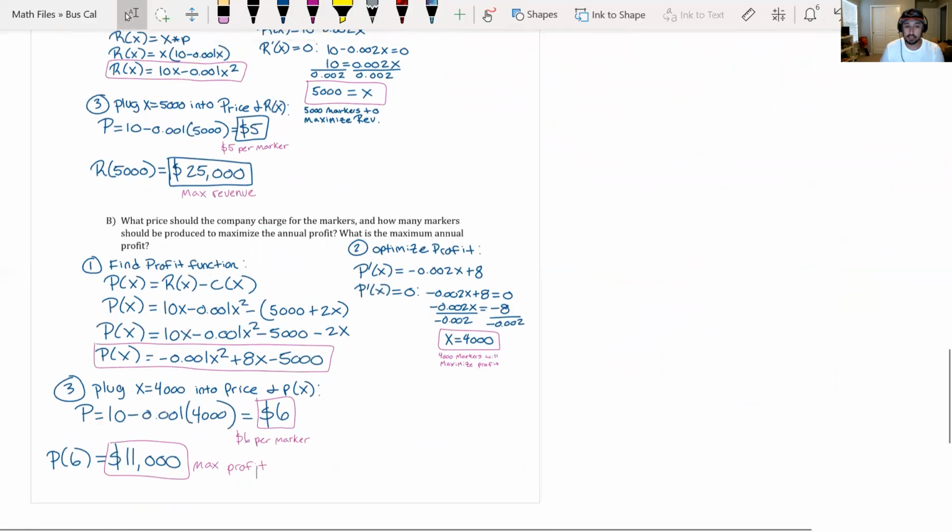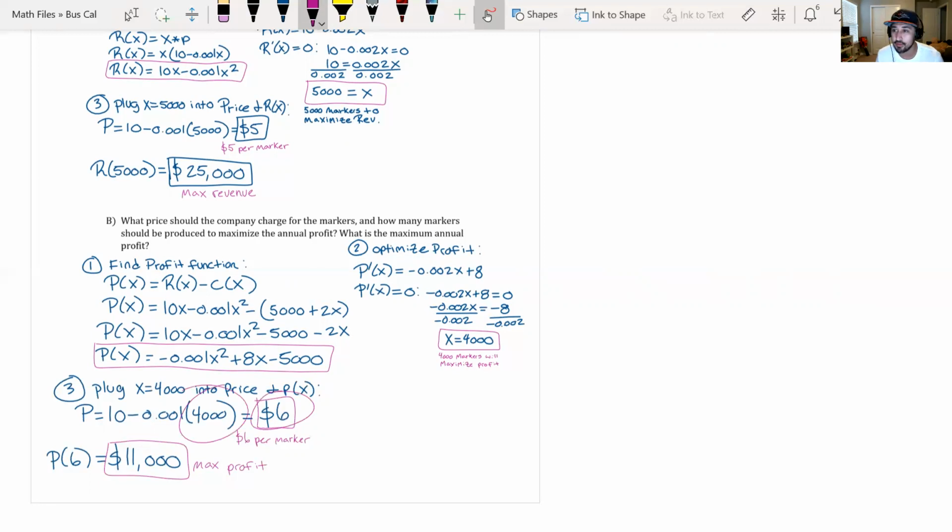And the reason you can't check your work on this one, like we did in the last one, we said, well, what's 6 times 4,000? That's 24,000. Only reason it doesn't work this time is because profit is made up of a cost function and a revenue function. So you would actually have to do that 24,000 minus whatever the cost of producing 4,000 markers was, and that would give you the $11,000 max profit.